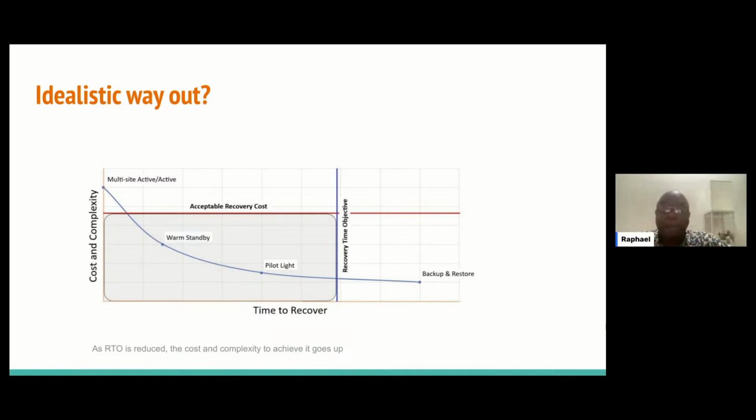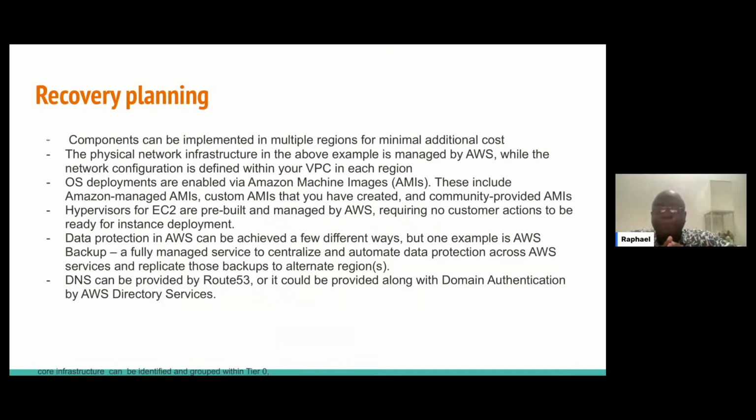RTO should be different for every particular application. Applications would have their own different RTOs, because you can't just say you want to do it fast. Like I said earlier on, there is always a trade-off in any of these actions that you are taking in the cloud. So let's move forward and see.